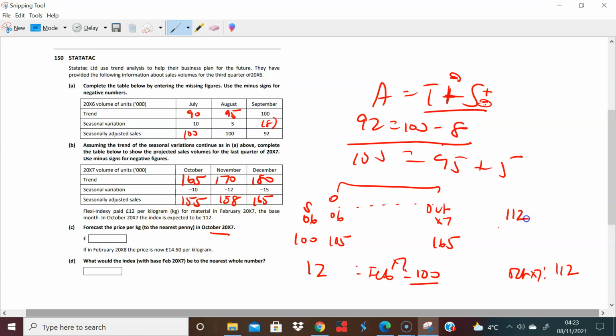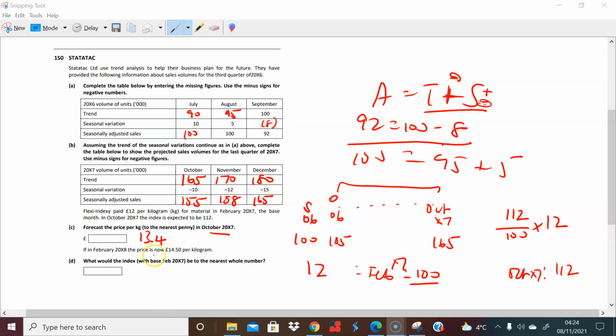So that's literally 112 over 100 times £12. That's 112 divided by 100 times 12, and that is 13.4. That's where you are. So that's 13.4 right there.